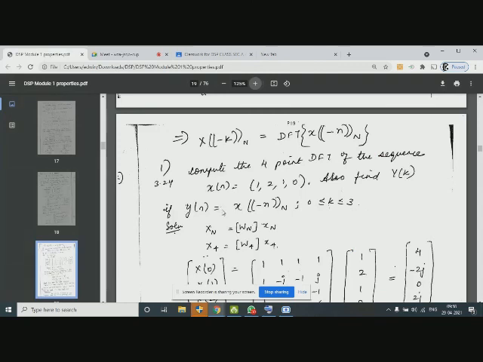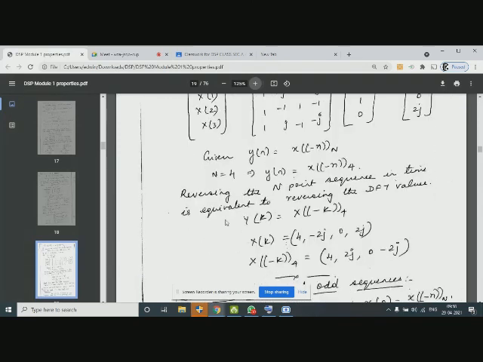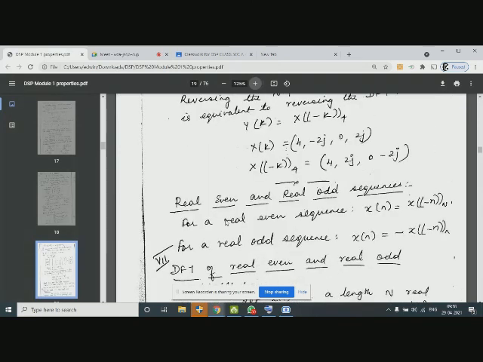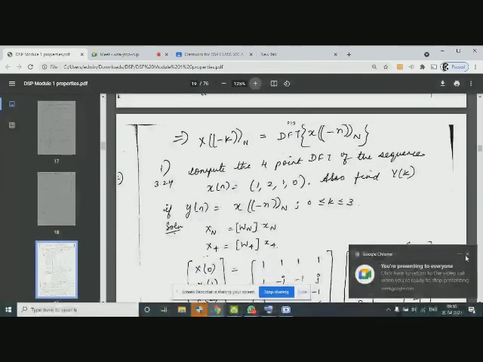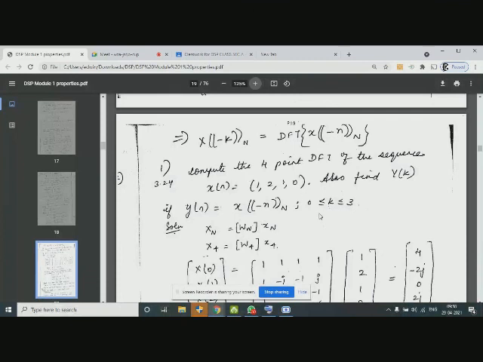Then maybe this one we can, if we have 2 more minutes, sir has not joined, 2 more minutes are there, I can just explain to you how, for a simple problem, this property can be proved. So compute the 4-point DFT of the sequence. Also find Y of k, it is told.